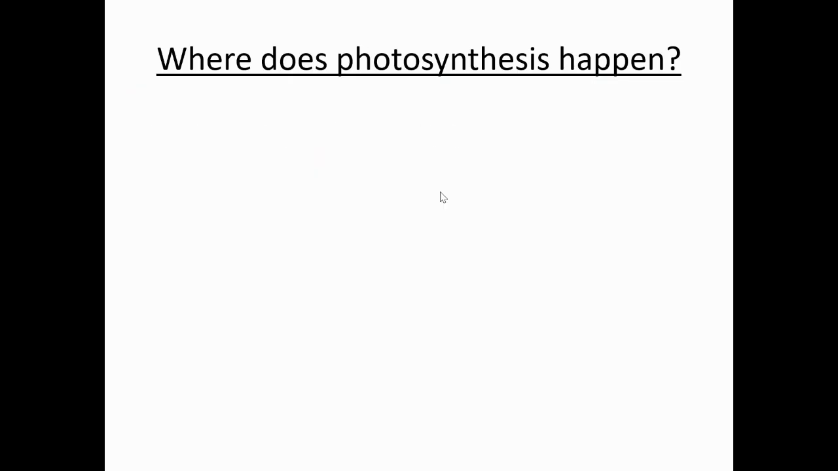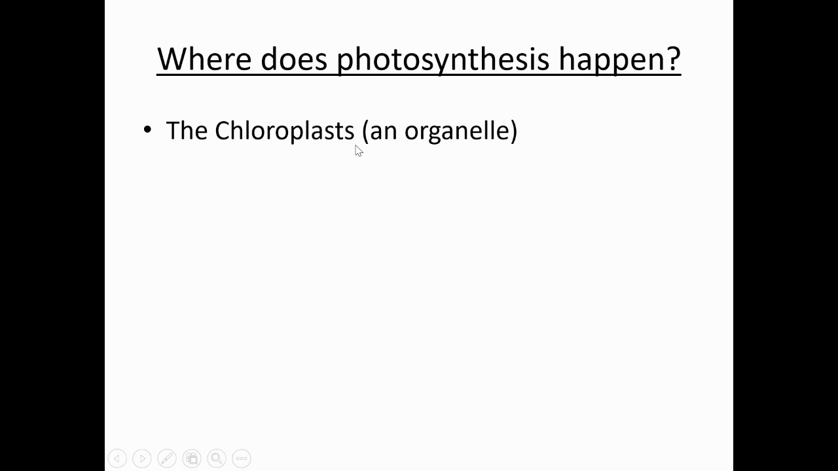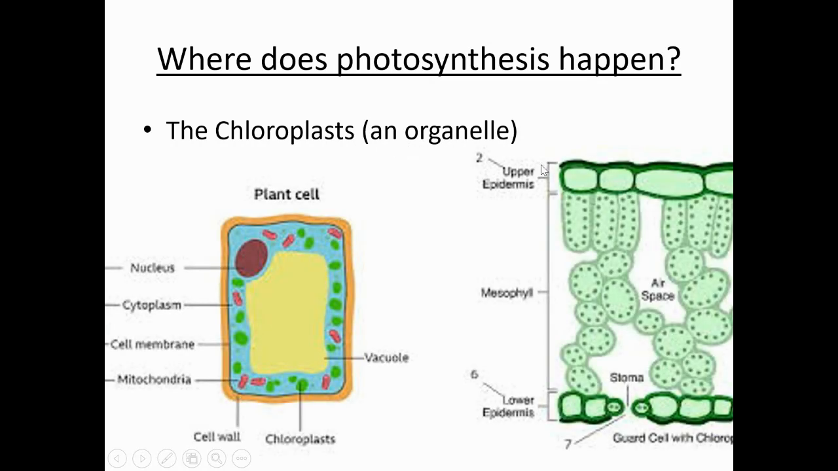Right, where does photosynthesis happen? You know that it does happen in the leaves from last lesson. In fact, specifically, it happens in the chloroplast, which is an organelle. So in the diagram on the right, you will see that you've got the epidermis, inside you've got the mesophyll, and these green dots inside the leaf cells are the chloroplasts.